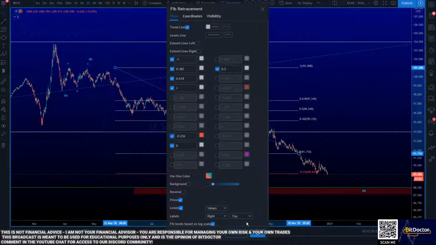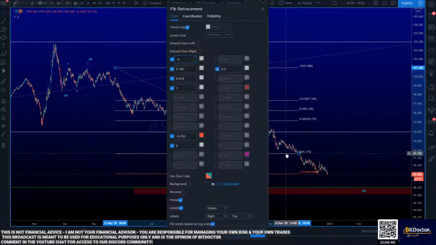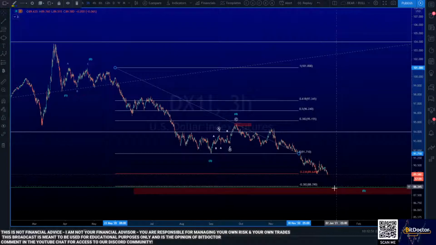Negative 236 is actually right where we're at right now. And we are pushing below the negative 236. All right, sign of weakness. Let's put the negative 382 on here. Where's the negative 382? Right down at basically where we are, where we're looking. Between 87.5 and 88, this is where I think we're going to end. Okay, so we've got that on there.